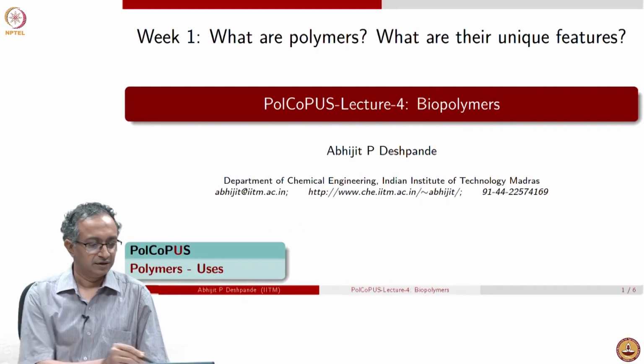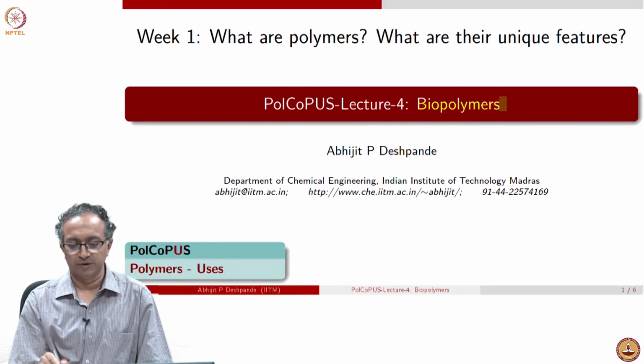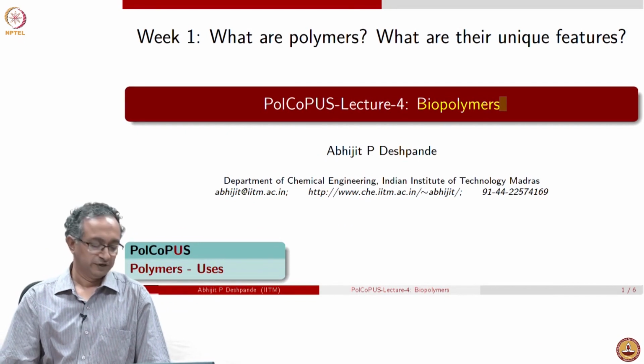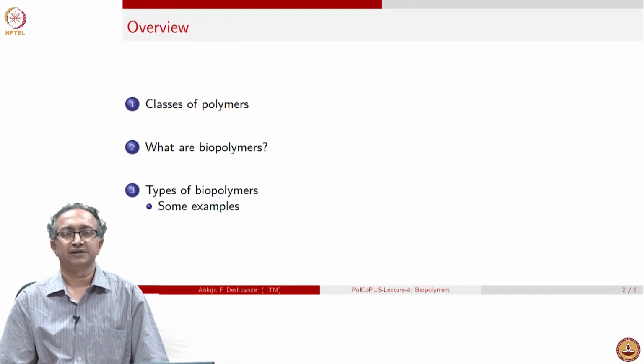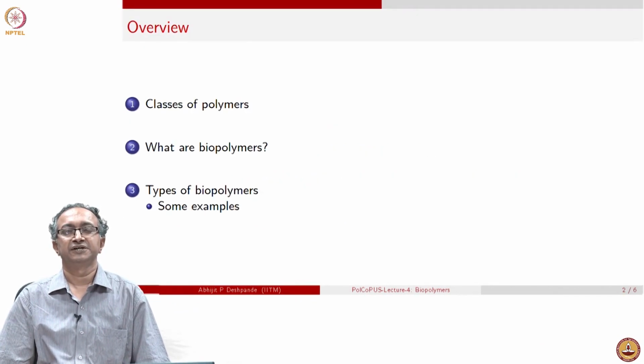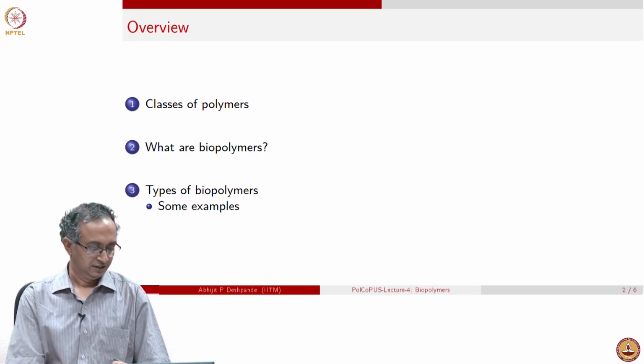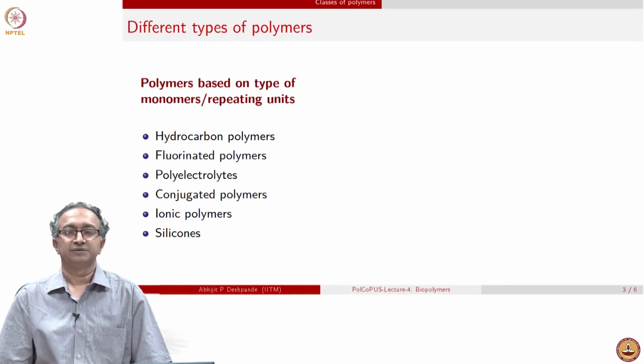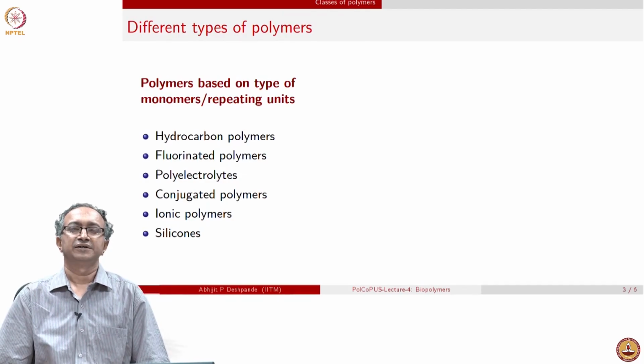In this lecture, we will focus on biopolymers. We will do this by first looking at various ways in which we talk about classification of polymers, and then we will define biopolymers and then take a few examples of these biopolymers, especially with their applications in mind. So let's begin in terms of how we look at different types of polymers.